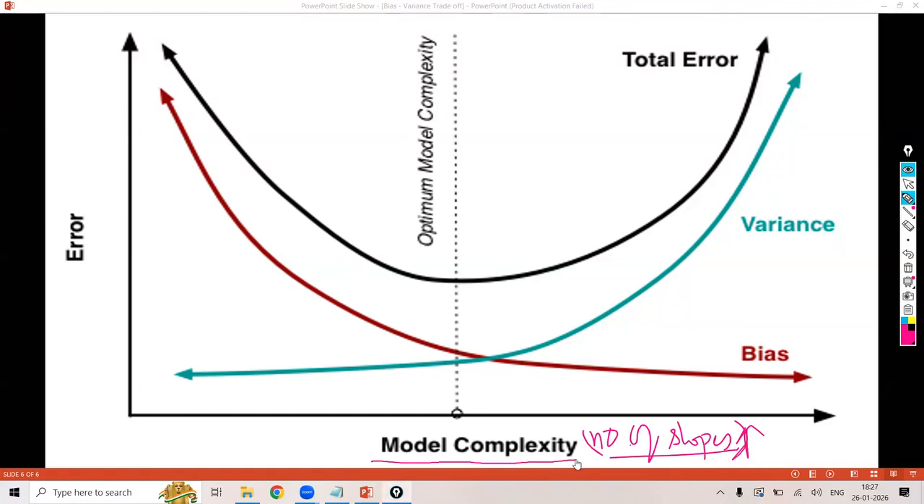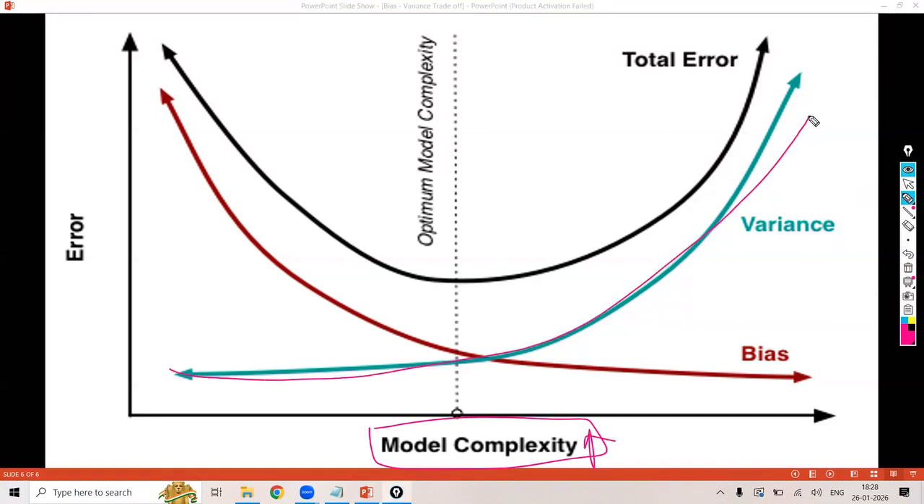So when the model complexity increases, train error decreases. There is no problem with the train error, but test error will be high. As the complexity increases, variance increases. Variance means test accuracy will be low. So in nonlinear regression, as the model complexity increases, variance increases. As you decrease the model complexity, high bias will be there. Bias will be at the top.